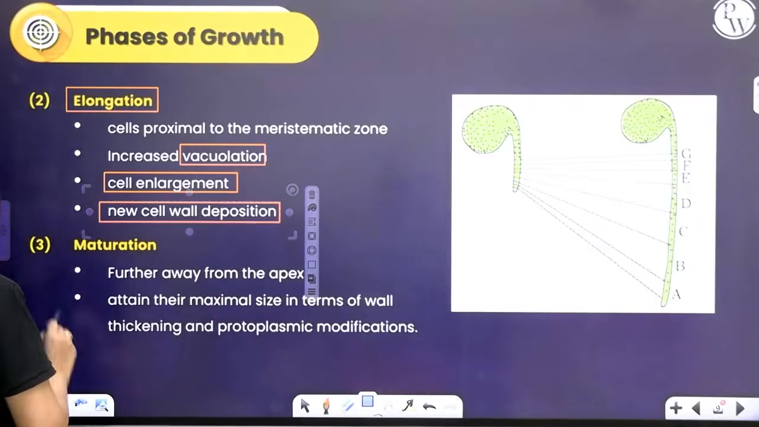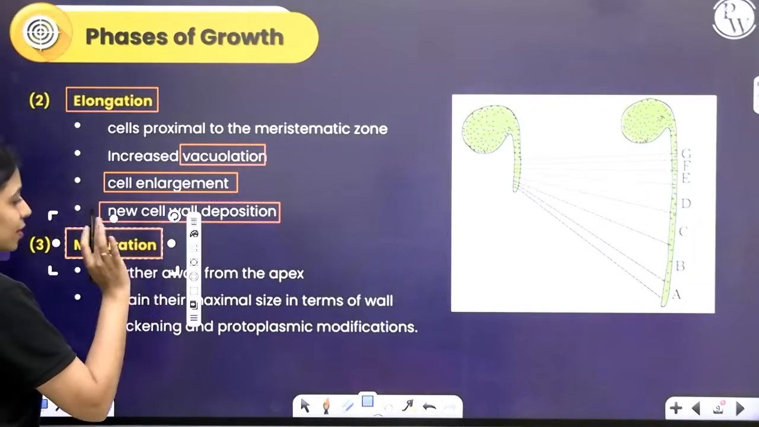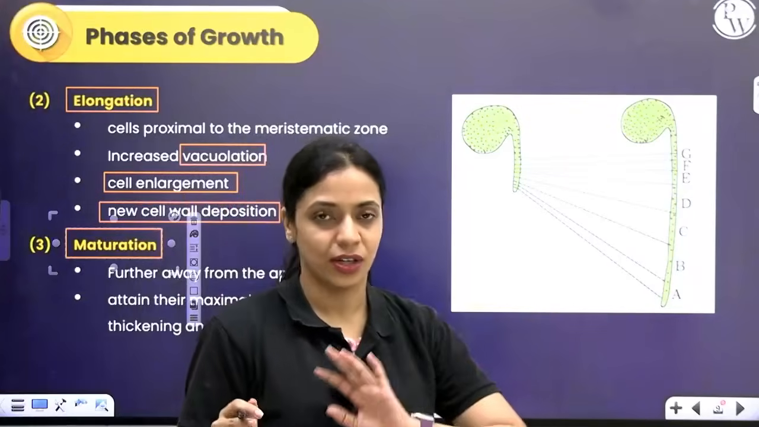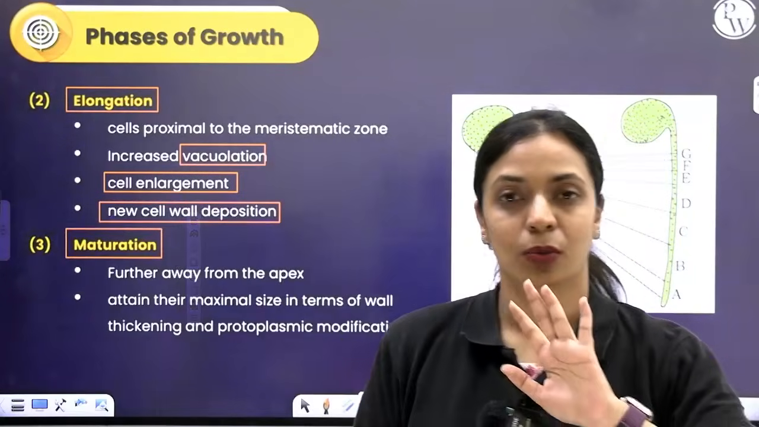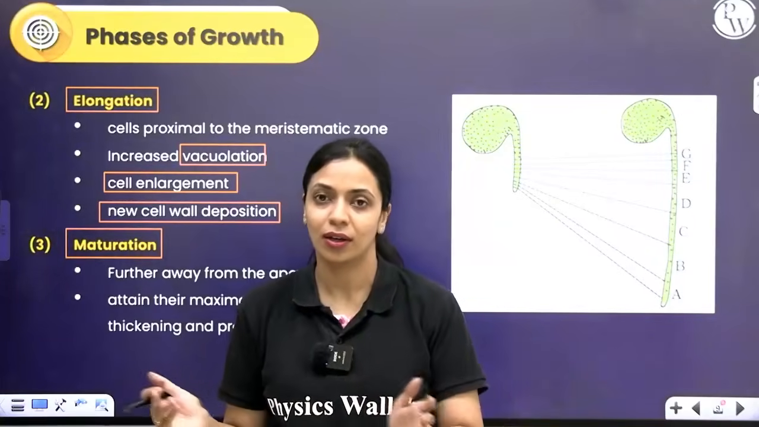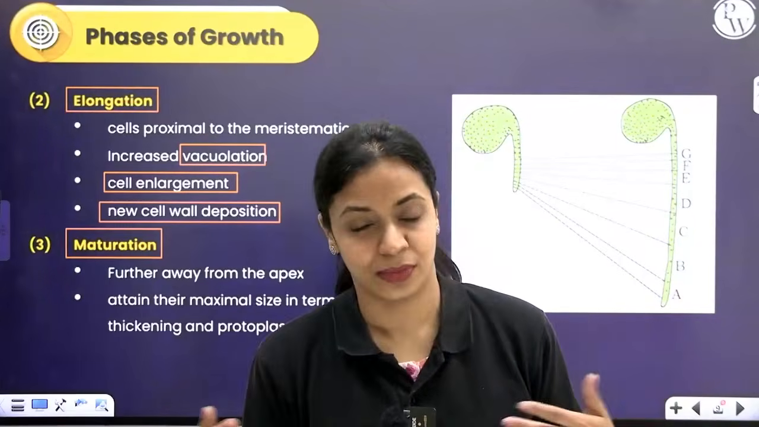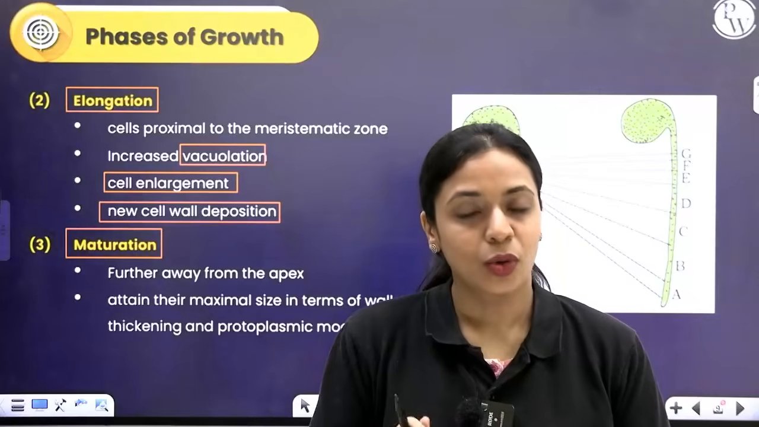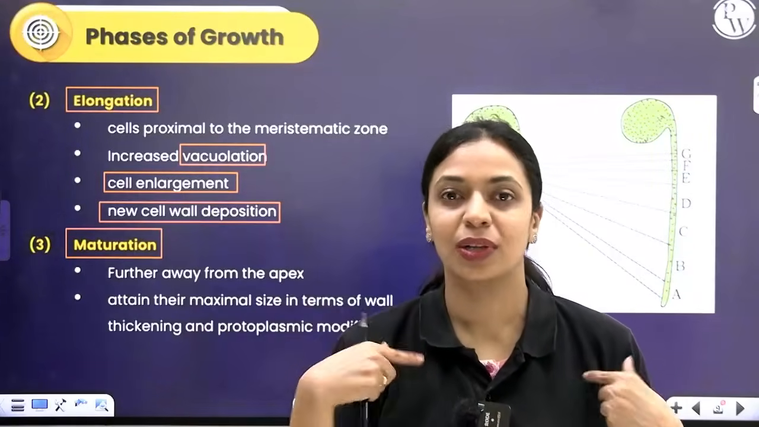Then the third phase, the last phase, is your maturation phase. Here the cell would have decided what it will become, what it wants to mature into. Does it want to perform photosynthesis? Does it want to transport water? Whatever it wants to do, it would have decided. And according to what that job demands, it will change itself.